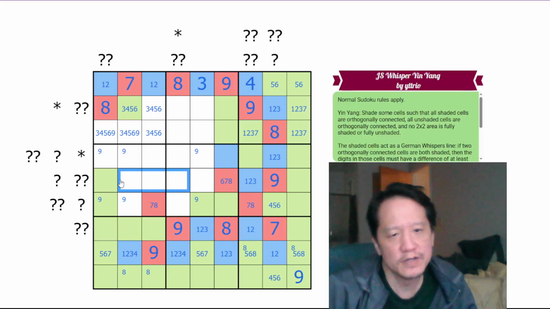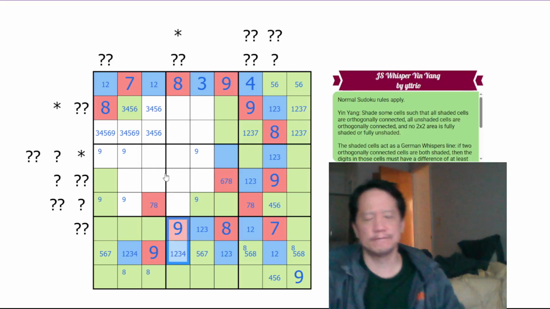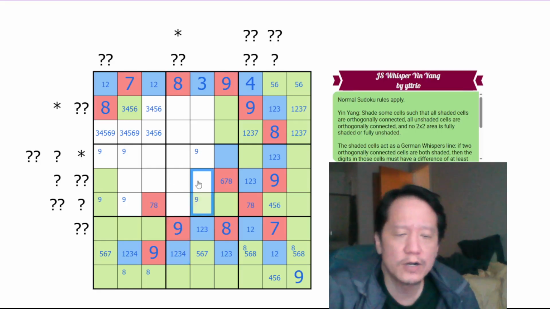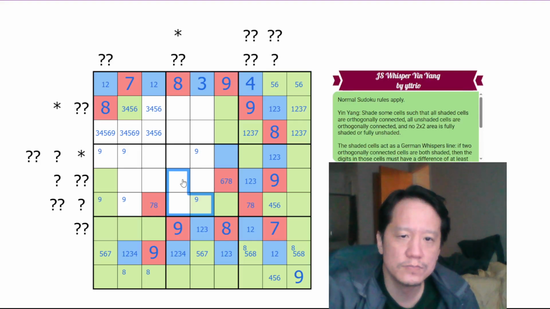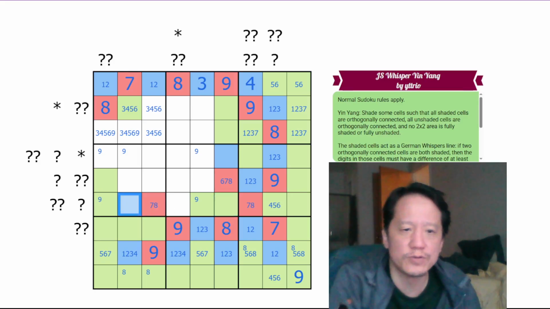So one of these has to be going up, connecting, right? This is a 2-digit number, so that's already done. Green has to connect somewhere. This is a 2x2 area that has 3 unshaded, so this must be shaded and is low. So this has to be 1, 2, or 3 here.